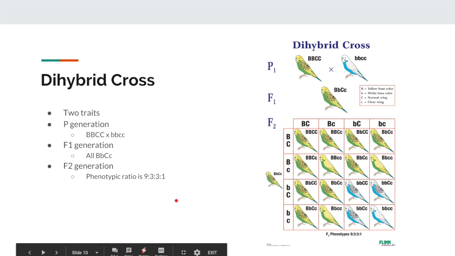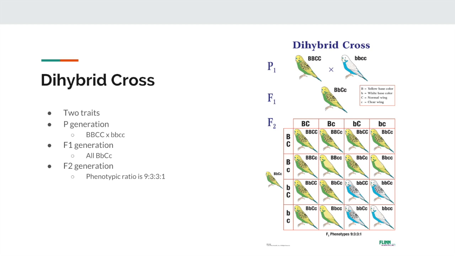Now, dihybrid crosses are a little bit more complicated, and it is what it is. It's just two traits instead of the one trait that we're looking at. And again, the purpose is very similar. It's often where you're just trying to figure out the genotype of the parents based off of the ratios of offspring that they give. So our P generation here, we're considering two traits.